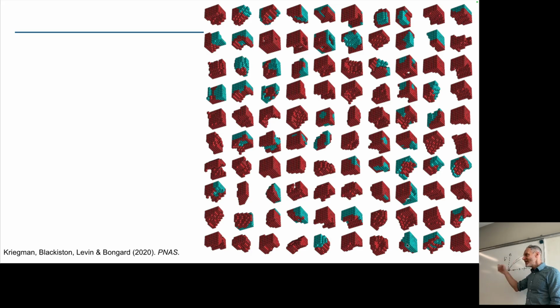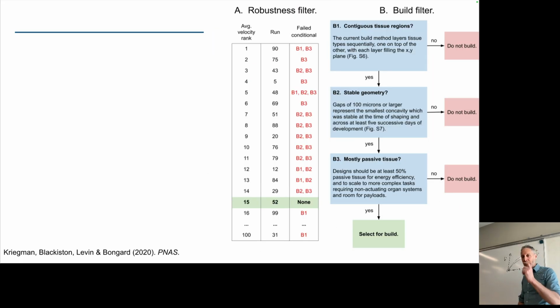We showed these 100 designs to Doug, and we said, can you build these? And he said, maybe, a few of them. We said, can you be more specific? So we sat down with Doug, and we won't go through this whole table here, but basically we made this little thing, which is: are there contiguous tissue regions?